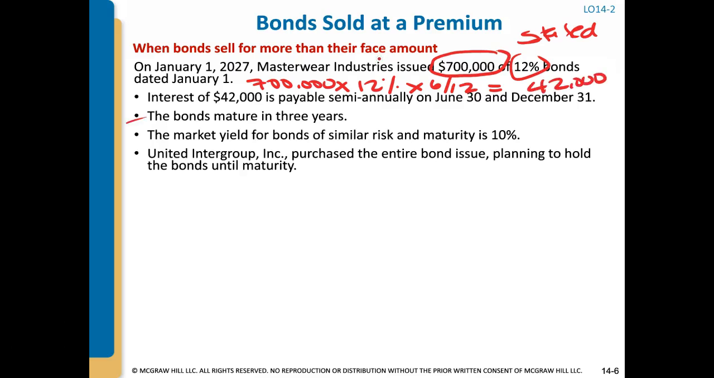The bond matures in 3 years. The market rate for this bond is 10%. So in this situation, the stated rate is higher than the market rate. And United Intergroup purchased the entire bond issue, planning to hold the bonds until maturity.